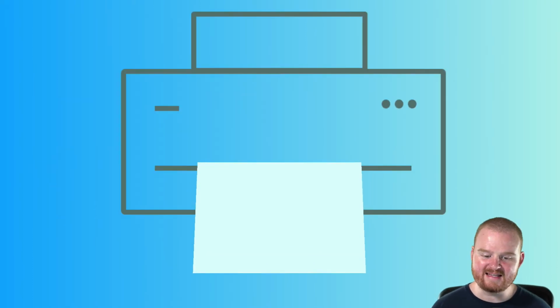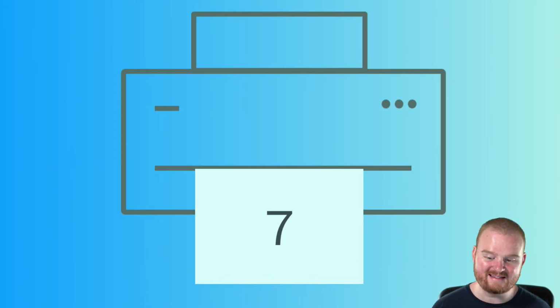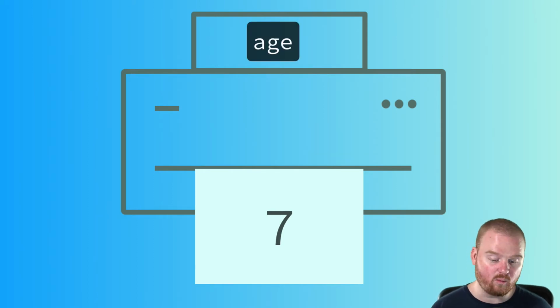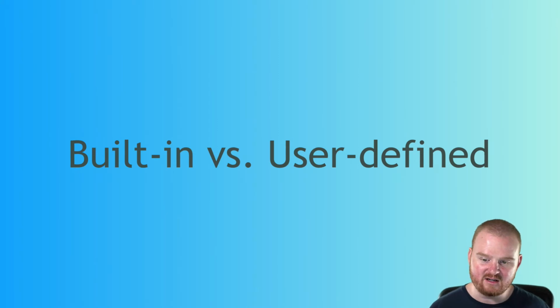If we wanted to print out the value 7 using the variable age, we might call some print function and pass in the variable name or the literal number 7. And we'll take a look at how to print out the number or the string or whatever value it is in different programming languages.